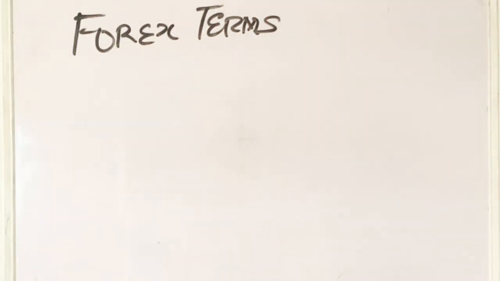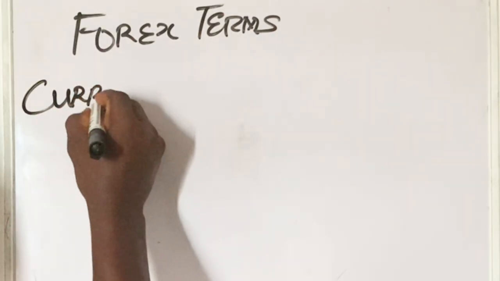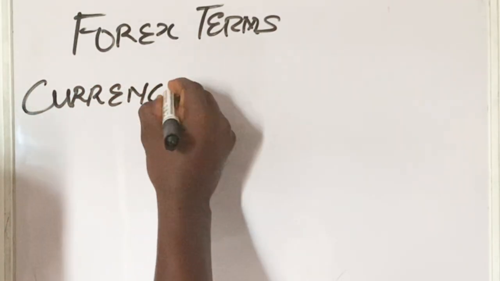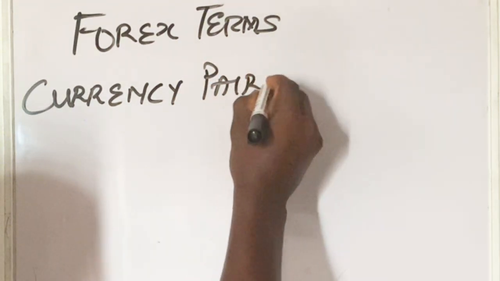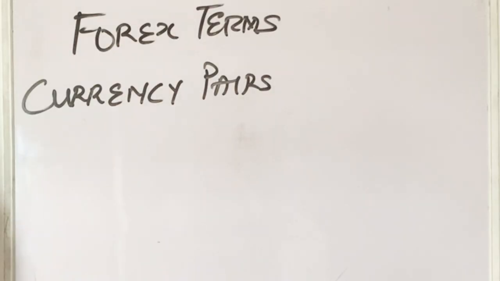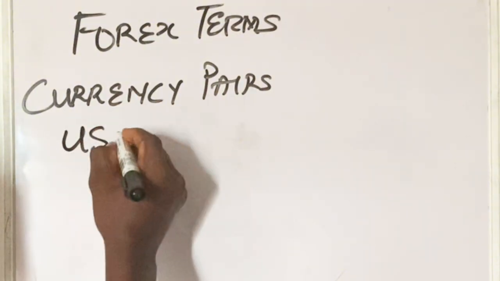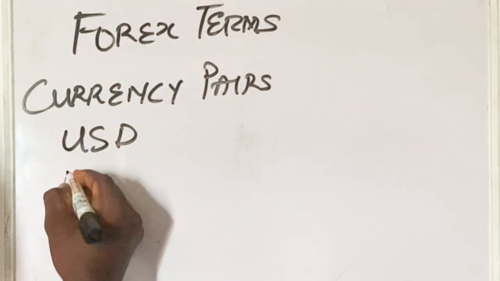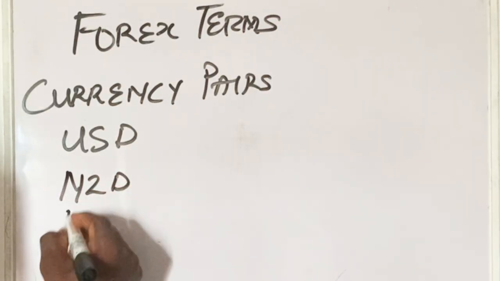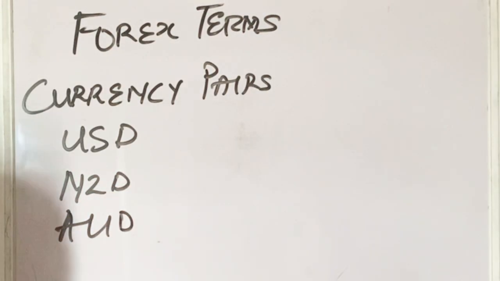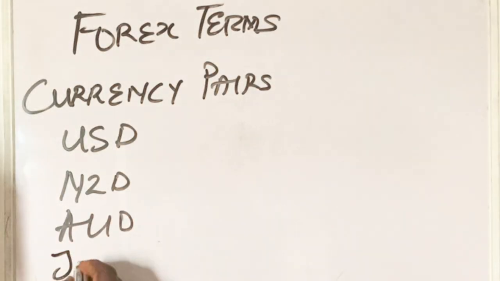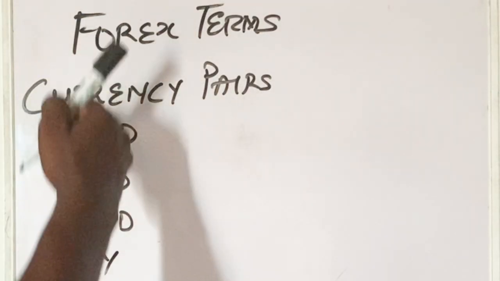Now, in forex trading, the first term that we have here is currency pairs, because in forex trading, what we trade is currency pairs. As we all know, currency is what we spend in different countries. Like in America, they spend US dollar. In New Zealand, they spend New Zealand dollar. In Australia, they spend Australian dollar. In Japan, they spend Japanese yen. So this is what is called currency.